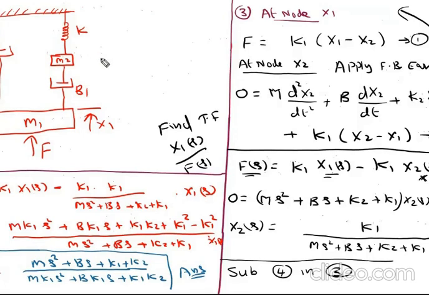Let me clear this one. I will write like this: x2, and this is x1. So x2 is the displacement at the mass m2, and x1 at m1. If you do this problem clearly, you will get it. Now here I am asking to determine the ratio of x2 of s by F of s. So in this problem you need to find out x2 of s by F of s.